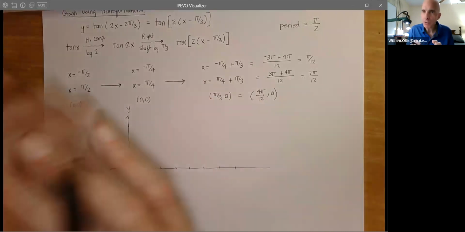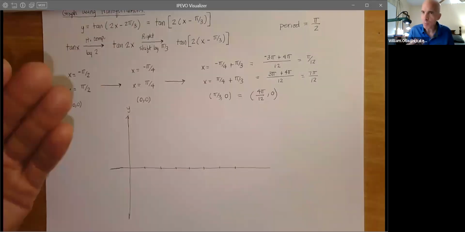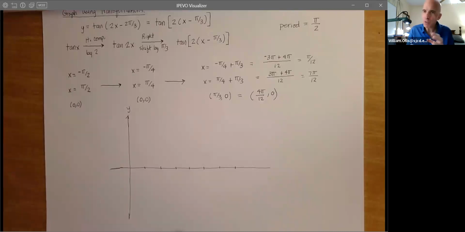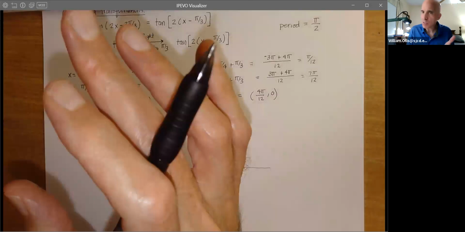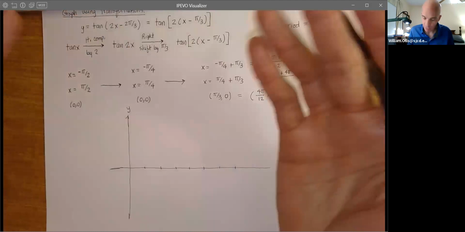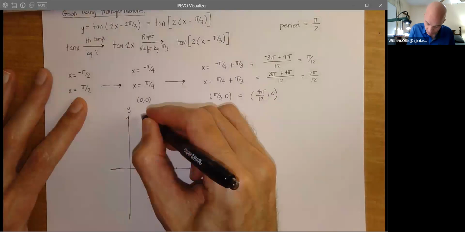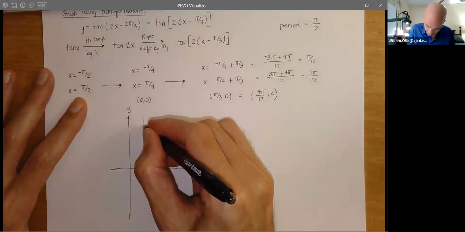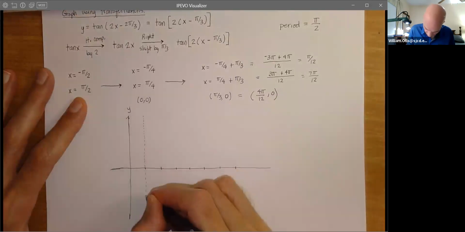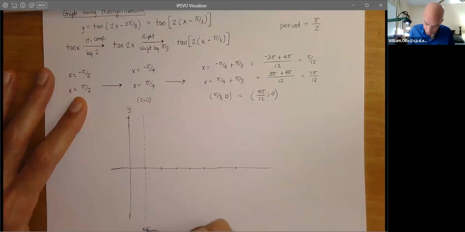A computer generated graph can be nice and tiny or whatever, that's fine, but I want you to see the actual points that we've computed. And then if you're doing a physics problem or a math problem, you've got the actual value that's going to be much more useful to you than some guesstimate that will just throw the problem off. So now we've got pi over 12, which is a vertical asymptote. And so we write it correctly, x equals pi over 12.